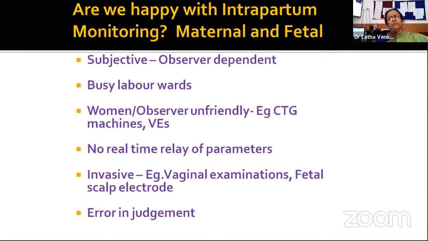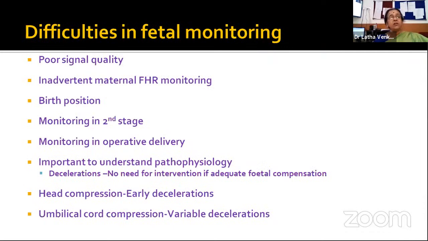Of course, in busy labor wards, I can understand, and the monitoring facilities that we have are not very observer friendly, neither doctor friendly, nor nurse friendly, nor women friendly. So we need a lot of improvements in intrapartum care or monitoring. There is no real-time relay of parameters. You cannot be sitting next to the patient as doctors, or in busy labor wards as staff. And many procedures are invasive, including vaginal examinations. Also, tying a lady to the bed I would call invasive, because it affects the dignity of care of a woman. And these are prone to error in judgment, especially if somebody is overworked, they might not care to do the surveillance properly.